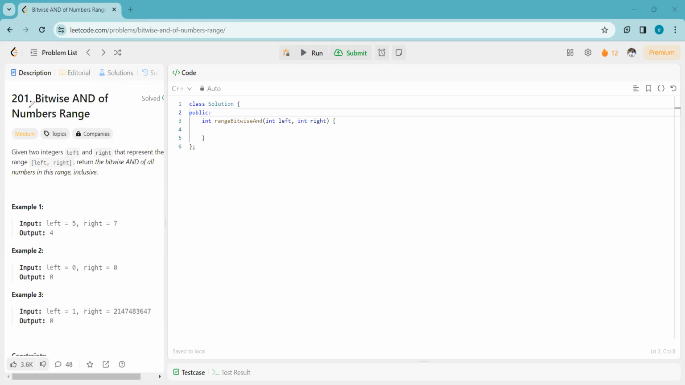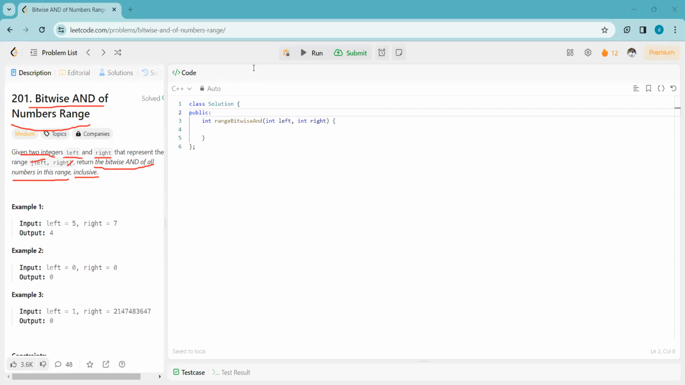Today's LeetCode DCC question is Bitwise AND of Numbers Range. So let's read the question. Given two integers left and right that represent the range from left to right inclusive, return the bitwise AND of all the numbers in this range.